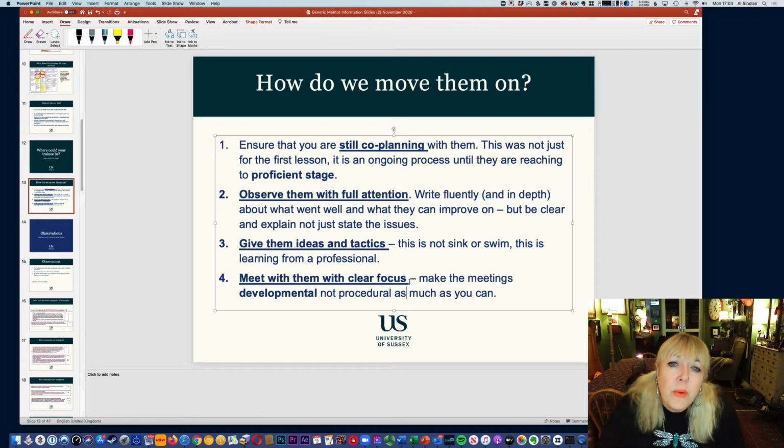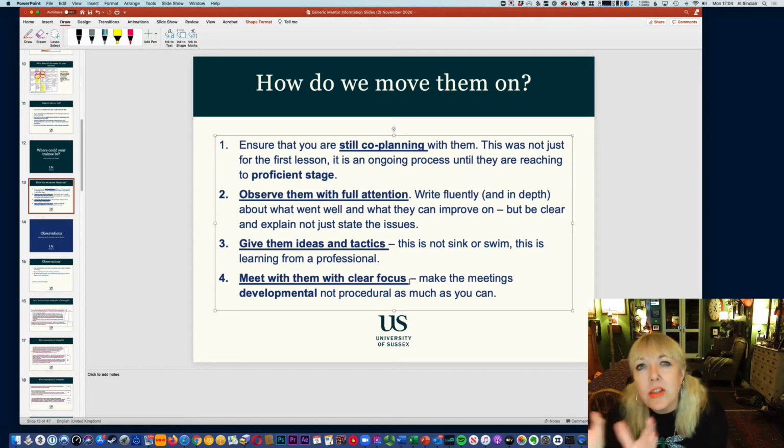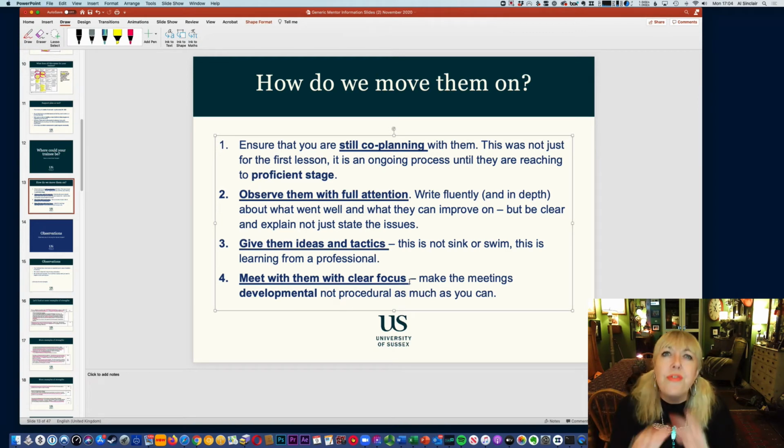But do make sure that we're looking at trends in their lessons, trends in their planning, and bring those together in the mentor meeting to go, right, we're going to have a section in our mentor meeting about behaviour management in general, not just about that year 8 class. So look at themes that are emerging as well as the nitty-gritty procedural stuff.